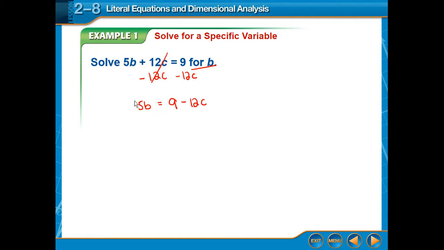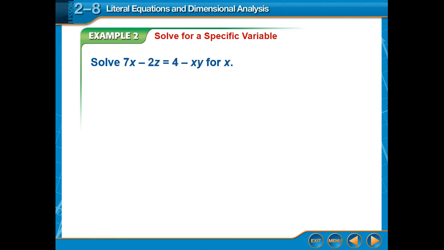Okay, now to get b by itself, I want to get rid of this 5. So this is 5 times b. So the opposite of multiplying by 5 is going to be to divide by 5. So what I do to this side of the equation, I have to do to this side too. So over here, those 5's cancel, and I get b equals 9 minus 12c over 5. And that is your final answer. That is your equation solved for b, now that I have b by itself.